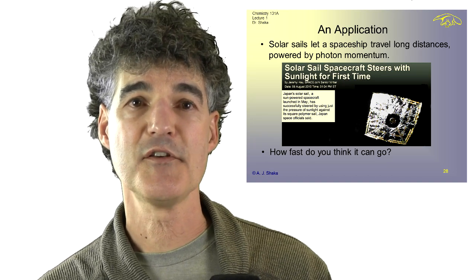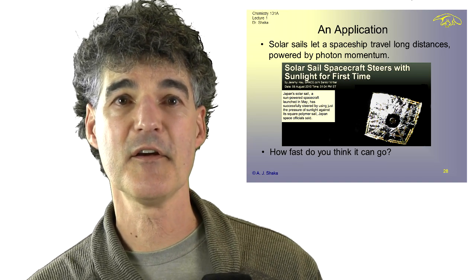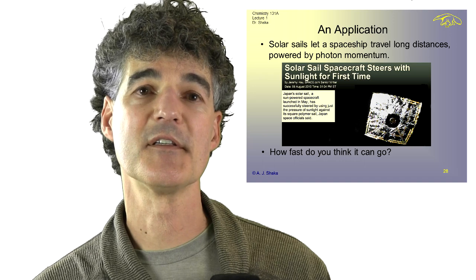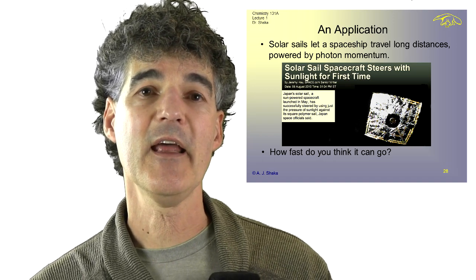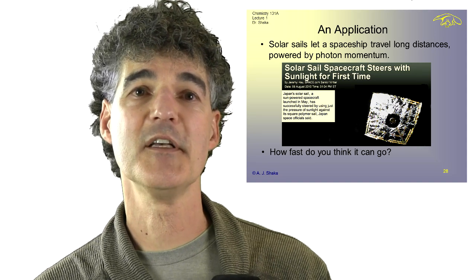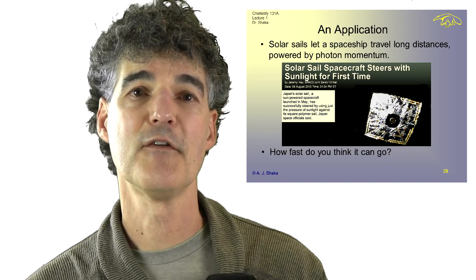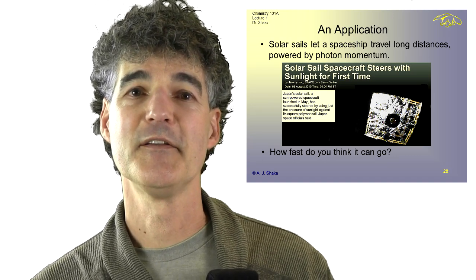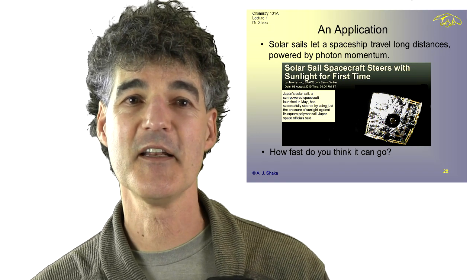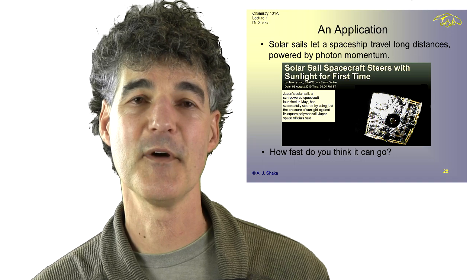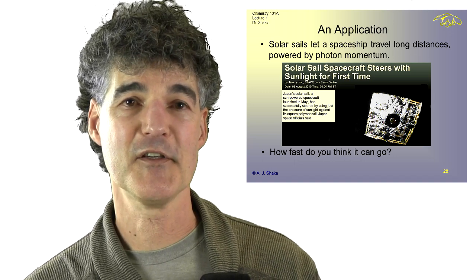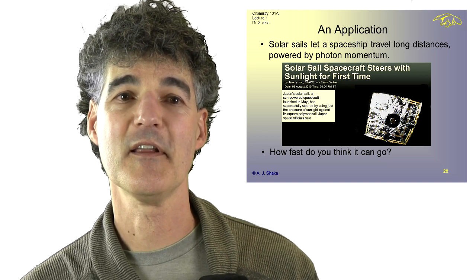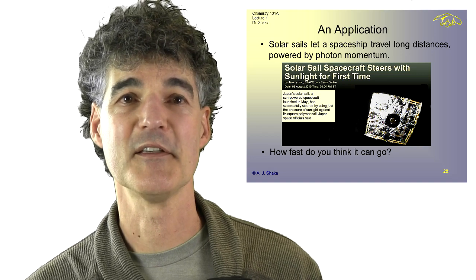And here's an application of this phenomenon. Here's a spaceship that set sail a couple of years ago, and it's a giant solar sail. Of course, you don't have to worry about air resistance if you're out in the middle of space. With a reflective coating, you can actually use the momentum of the photons from the sun to steer your spaceship around. You don't need any fuel or anything else. You could just use the sun itself to push you around, and you can turn things this way and that. It's kind of an interesting application of the photon momentum. And I'll let you speculate about how fast you think this spaceship could go in open space.